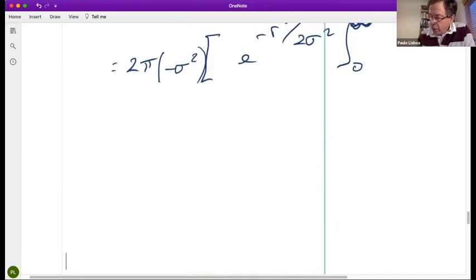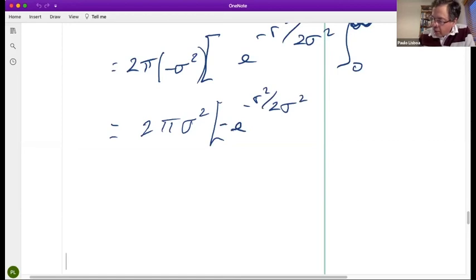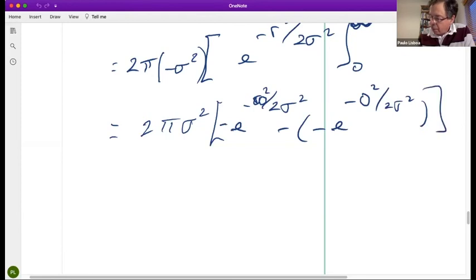Okay, and if you take this expression and work it out, you get 2 pi sigma squared. Then you have, I'm going to put the minus sign inside the integral. So I'm going to have minus e to the minus r squared over twice sigma squared. When r is infinity, it gives you infinity squared. And then minus e to the minus 0 squared over twice sigma squared. And this is infinity.